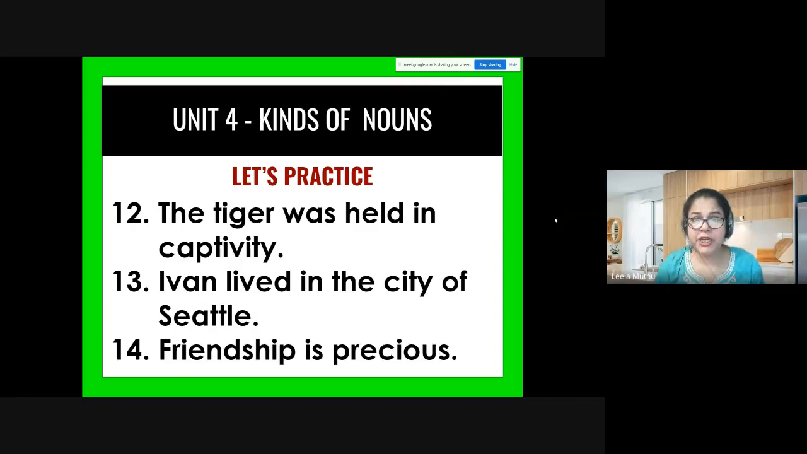Friendship is precious. Friendship is an abstract noun, and the word precious is describing the friendship. So it is an adjective of quality, just to keep you up and in touch.